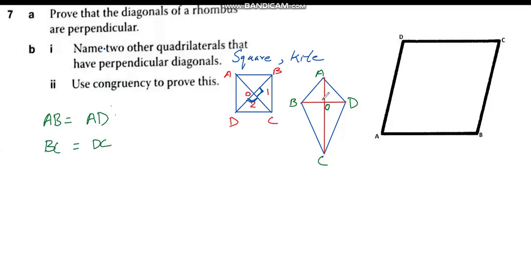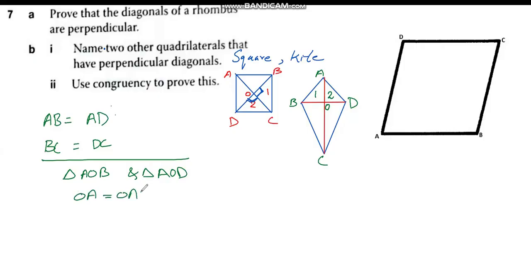Now to prove that the diagonals are perpendicular, we can consider these two triangles 1 and 2. In these two triangles, we are comparing triangle AOB and triangle AOD. First we can write that the side length OA is common in both triangles, so it should be equal in length. And also it is given that the side length AB is equal to the side length AD.